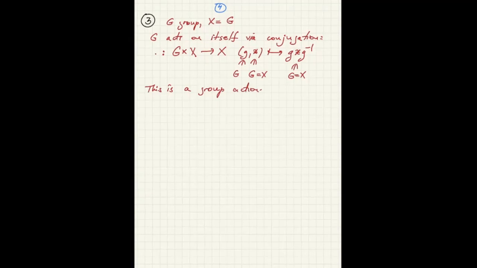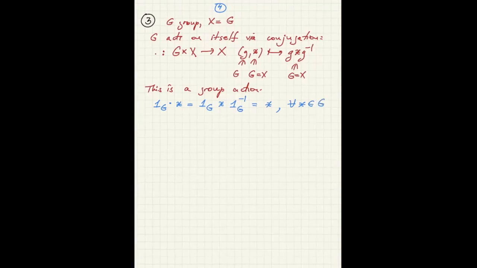Okay, and why is that? Again, as before, if we take the identity and we act with it on x, what do we get? By the definition, it is going to be 1_G times x times the inverse of 1_G. But the inverse of the identity element is the identity element itself, and multiplying by the identity element doesn't change anything, so we get what we wanted.